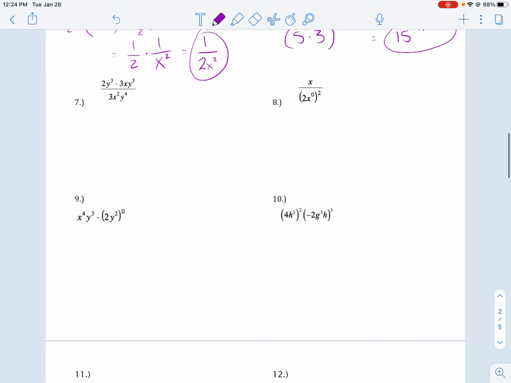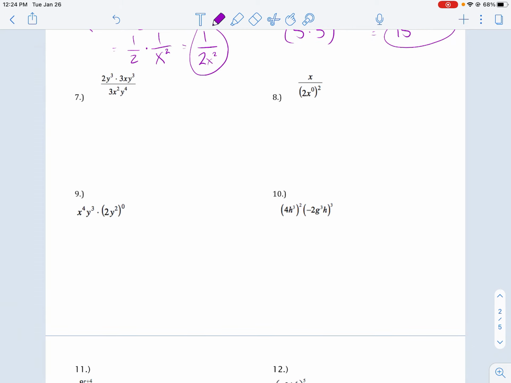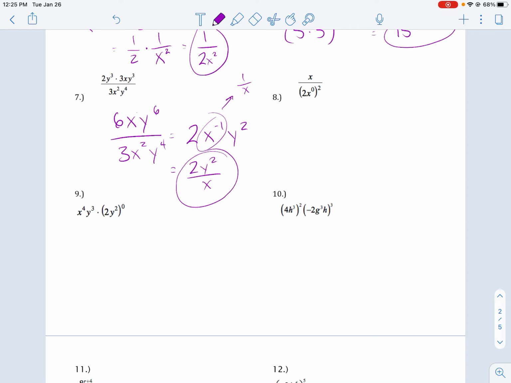All right, let's take a look at number 7. So we're going to get 6x y to the 6th over 3 x squared y to the 4th. So 6 divided by 3, well, that's a 2. X to the 1st divided by x to the 2nd, that's going to give me 1 minus 2, x to the negative 1. And then 6 minus 4 is y squared. So I'm going to have to switch this guy. This guy is actually going to be equal to 1 over x. So my answer is going to be 2y squared over x.